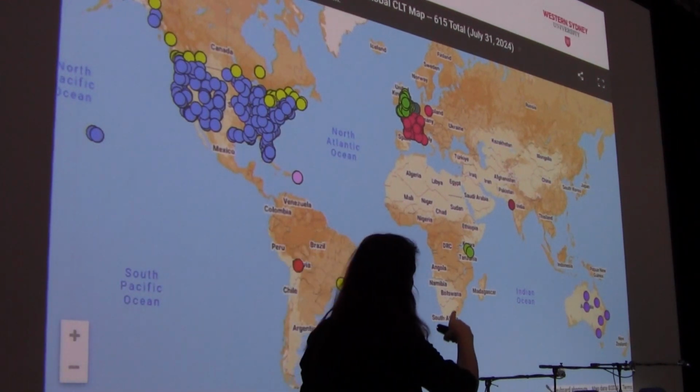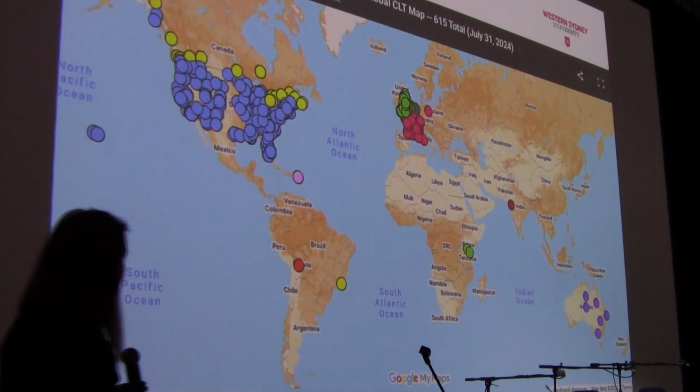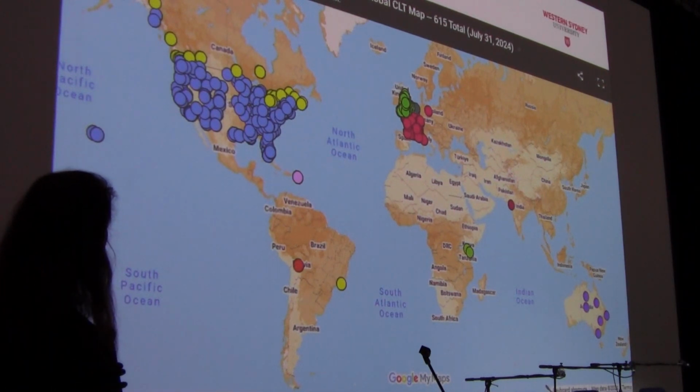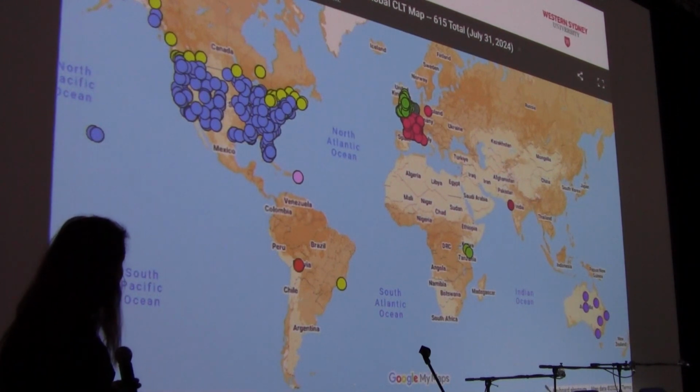I'm talking to the global network about making sure that the Australian dots are in the right places, because those are all wrong. But anyway, they're Americans, let's just be patient with them. So this is the global map showing that CLTs are popping up all over the place.